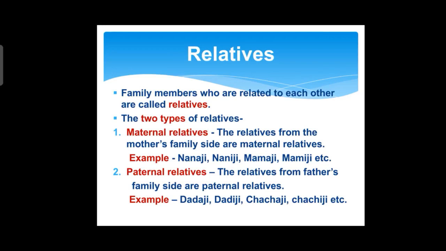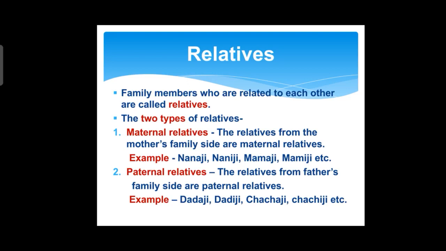Relatives. Family members who are related to each other are known as relatives. We can classify them into two types, that is maternal and paternal relatives. Maternal relatives means the relatives from the mother's family side, for example Nana ji, Mama ji, Mami ji, Mausi ji, etc. We can call them Nana ji as maternal grandfather, Mama ji as maternal uncle, Mami ji as maternal aunt, and Mausi ji as maternal aunt.